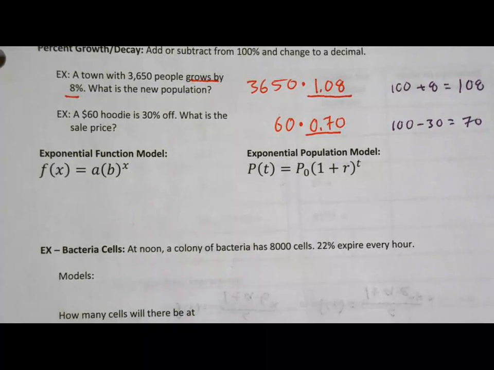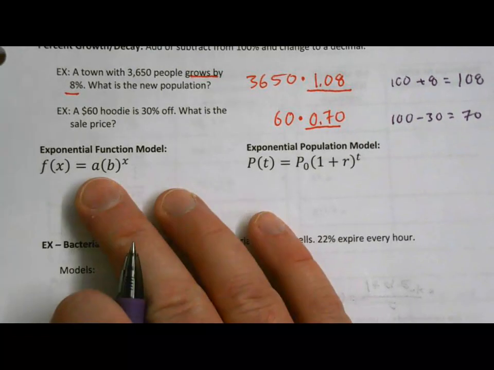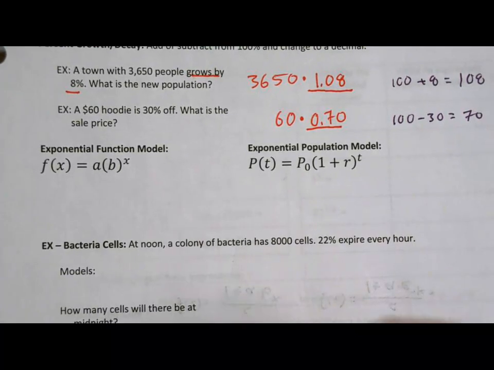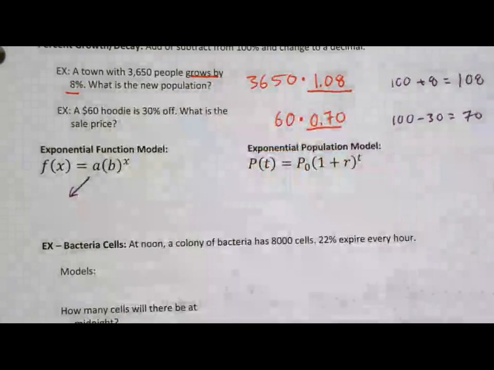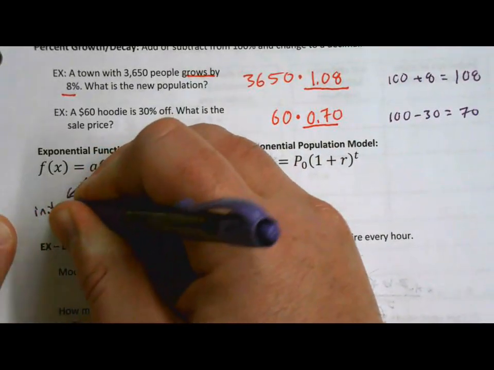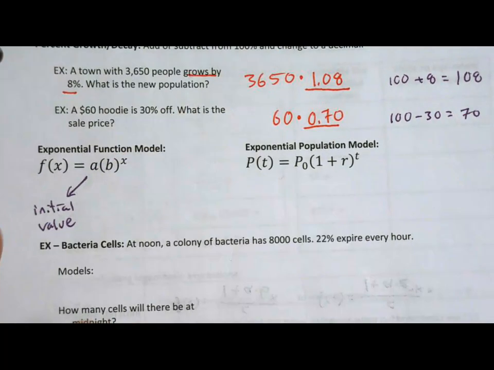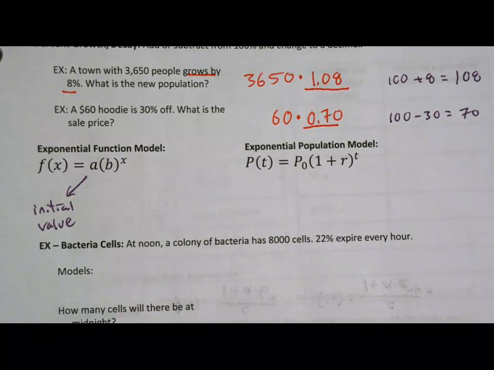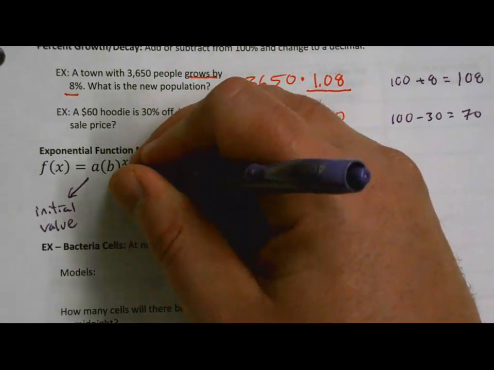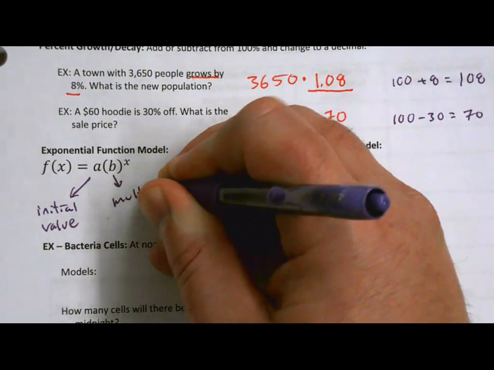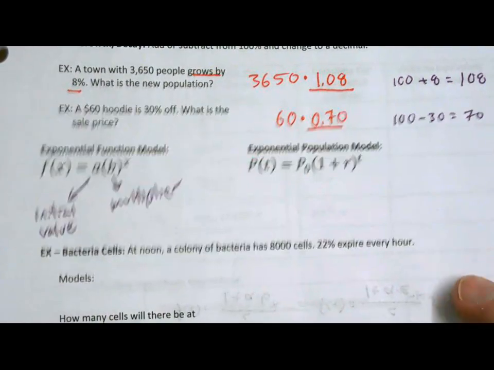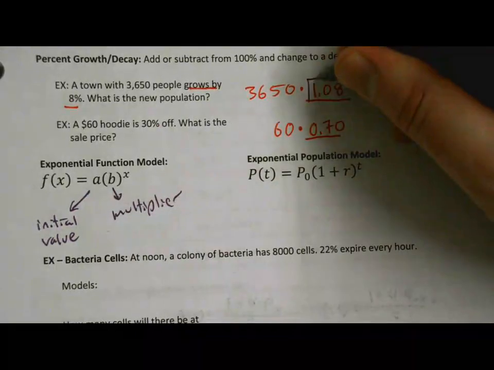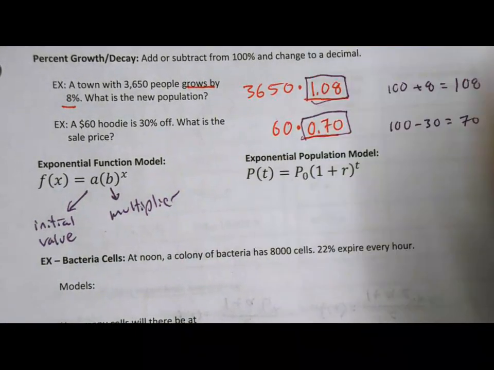So a couple different ways to deal with exponential functions. The general exponential function model we talked about before, but when we're talking about a real world situation, this a value is going to be some initial value. Last class we talked about where we saw that on the graph. Do you guys remember where a was on our graph? The y-intercept. And then b is going to be your multiplier. And if it's a situation where we know there's a certain percent increase or decrease, like what we were finding here, those were our multipliers.